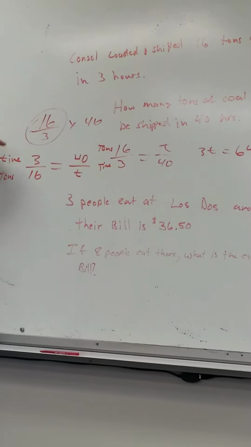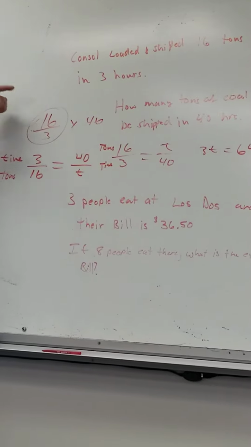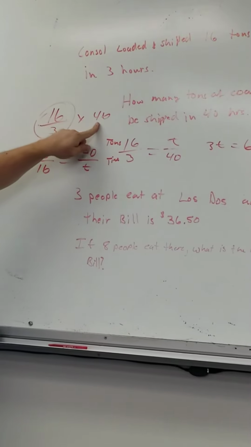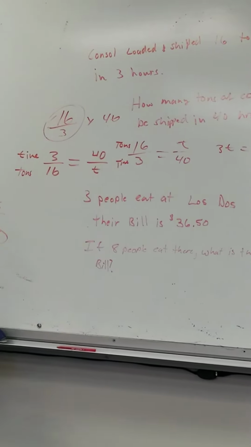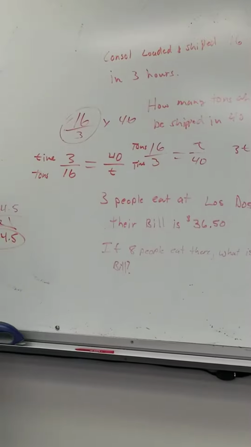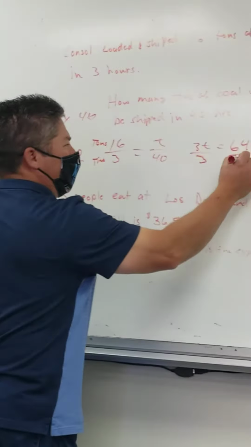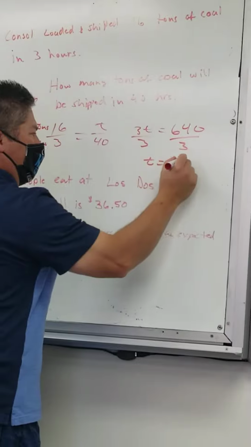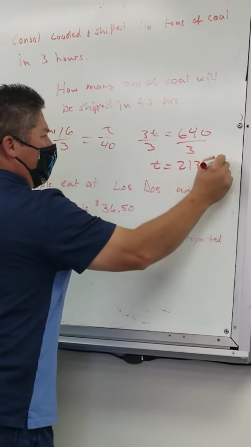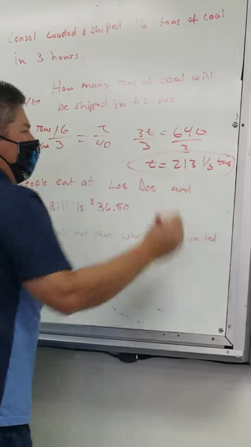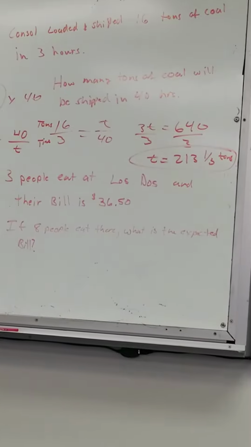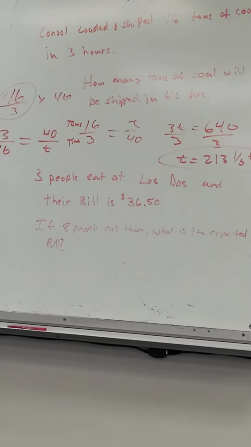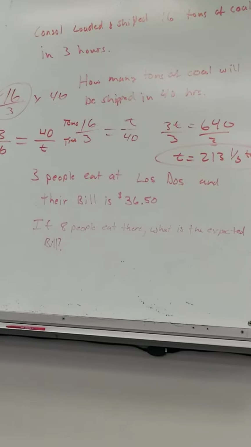It doesn't matter. Now, like I said, a lot of people are just going to say, well heck, I can do tons per hour, and then times it by the number of hours. That works. It's not going to be wrong. Because I'm going to divide by 3 here, and what will I get? 213.3333. 213 and a third tons. That's how much coal they're going to load in 40 hours. Okay? 213 and a third tons. All right.